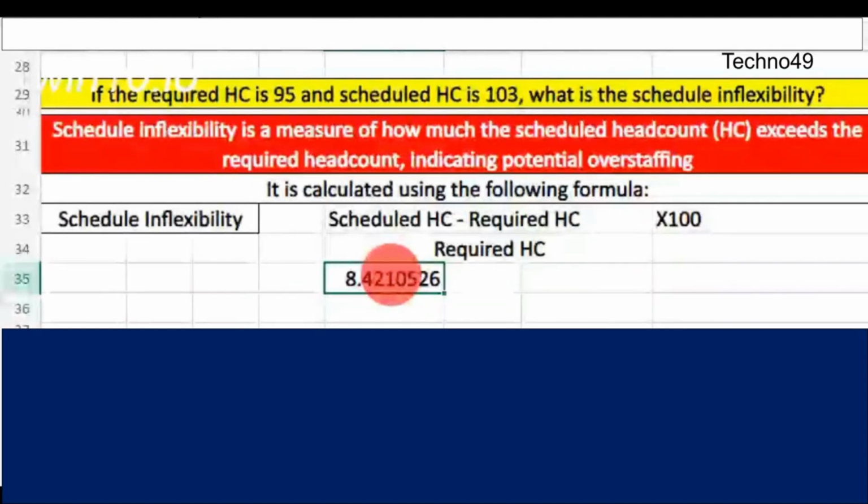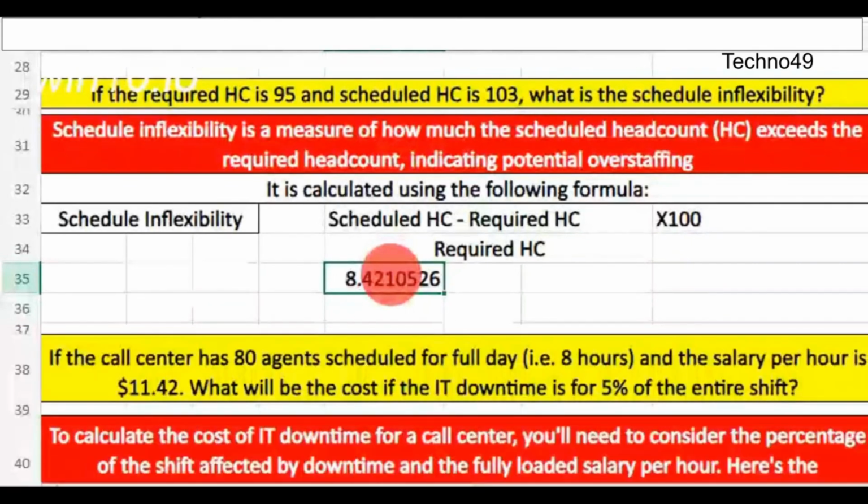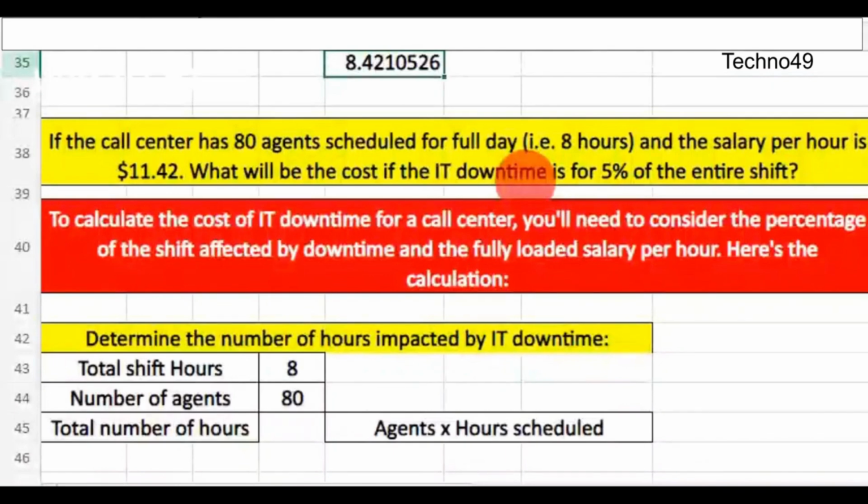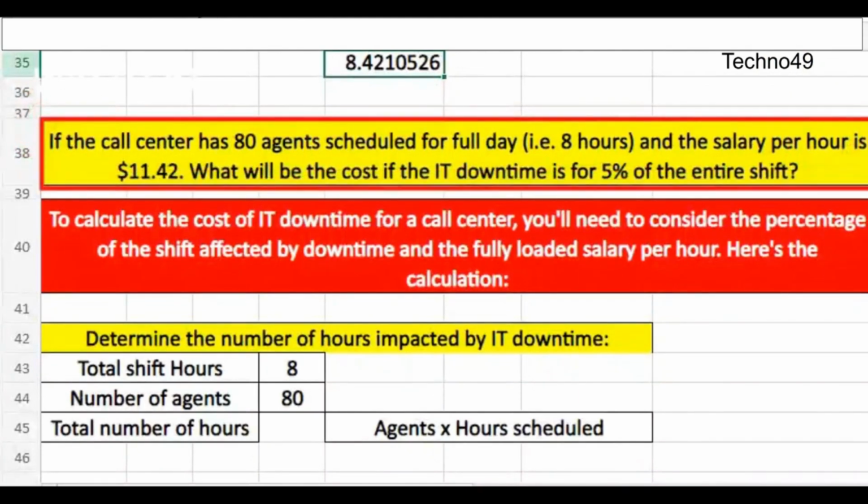Now let's go to the second question we have for this video. If the call center has 80 agents scheduled for a full day of 8 hours and the salary per hour is $11.42, what will be the cost if the IT downtime is 5% of the entire shift?